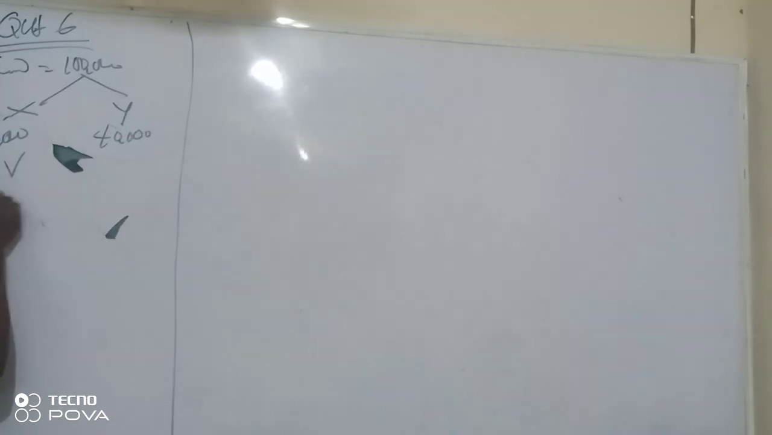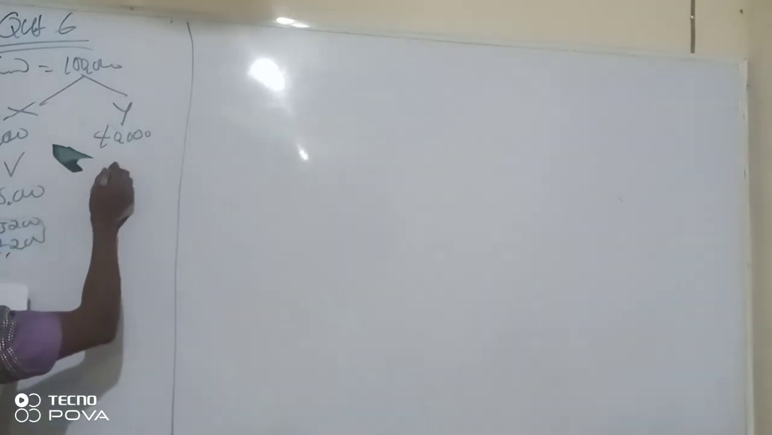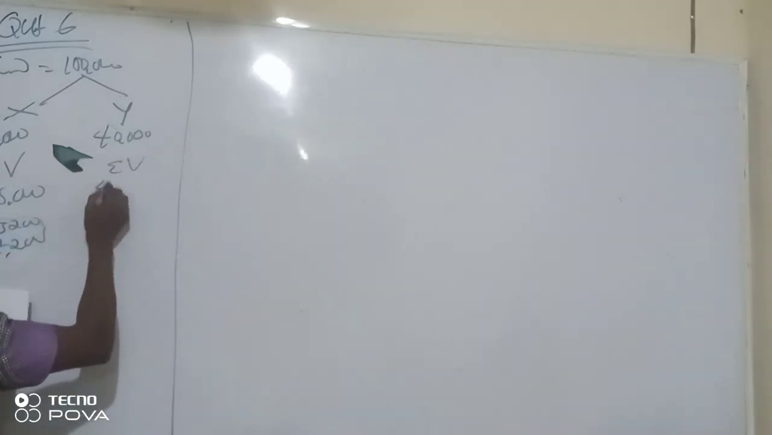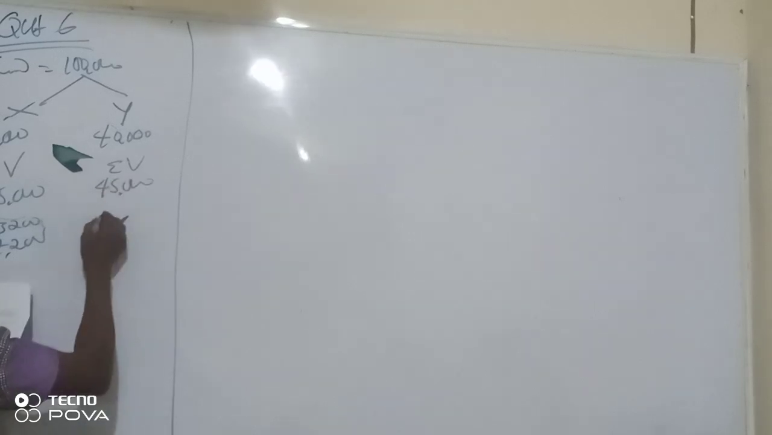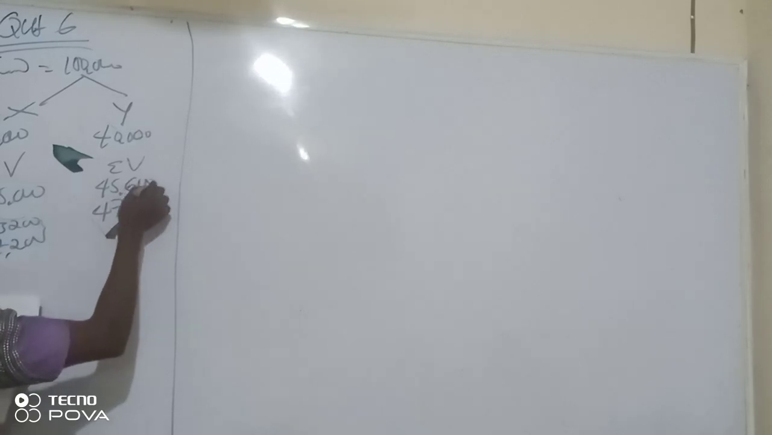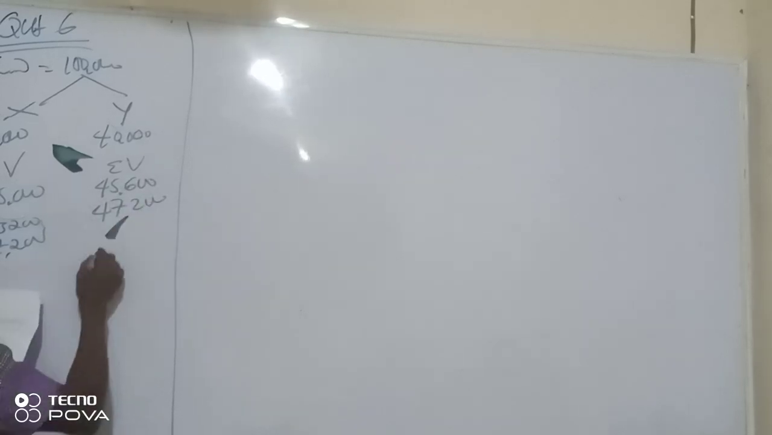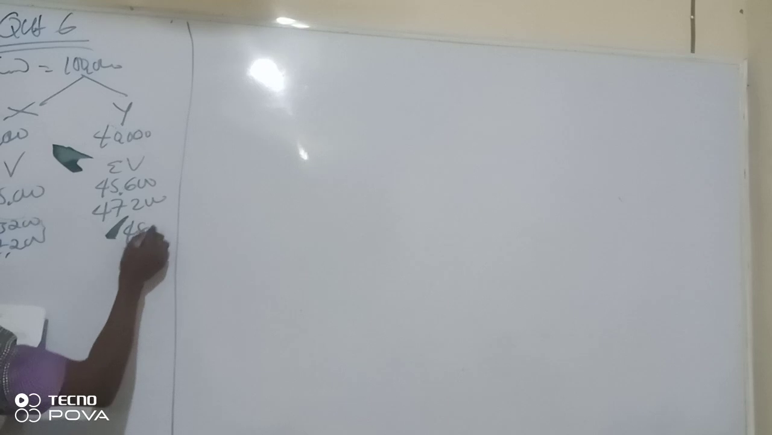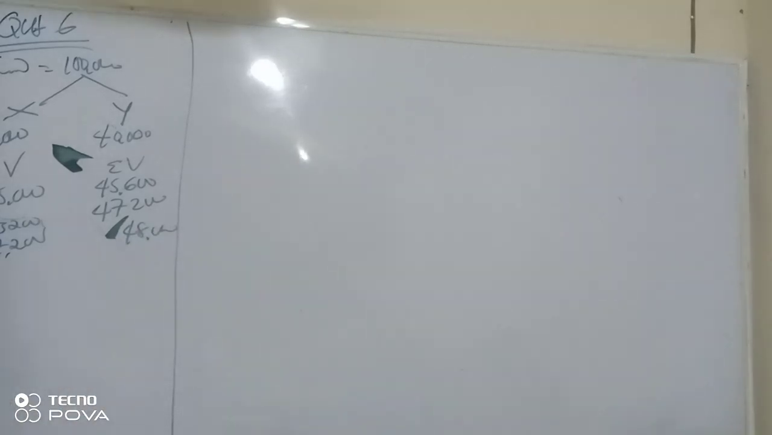Then the predicted end of the year value for security X will become 75,000, 73,200, and 67,200. But for Y, the end value will be 45,000, 47,200, and 48,000. So these are the returns that we are expecting from each state's probability.